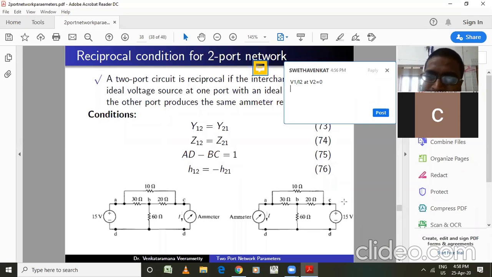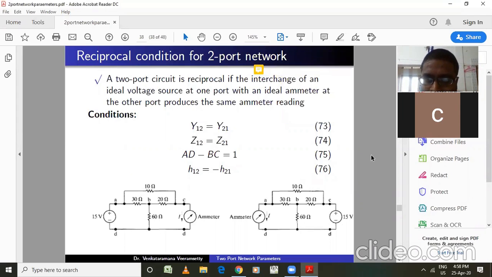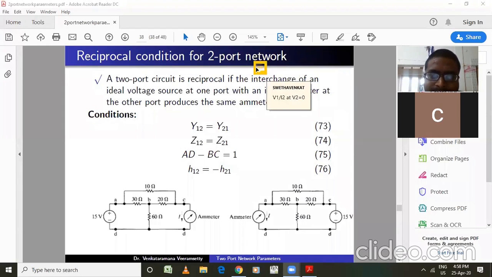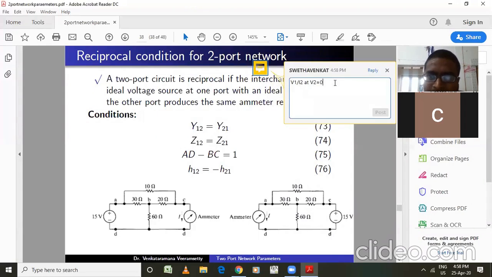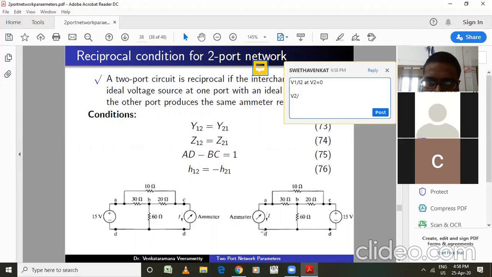Because I am giving the excitation at the CD terminal, the excitation is nothing but the voltage at the CD terminal. CD is nothing but the second port. So in the excitation to response ratio, the excitation is V2, whereas I am measuring the current response at the first port. That's I1.